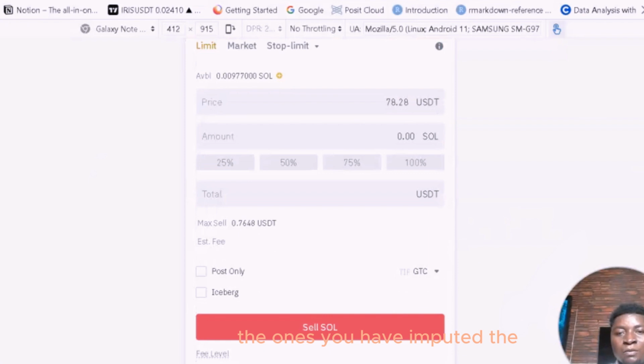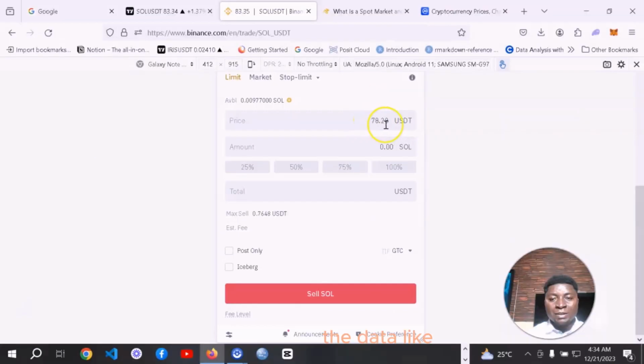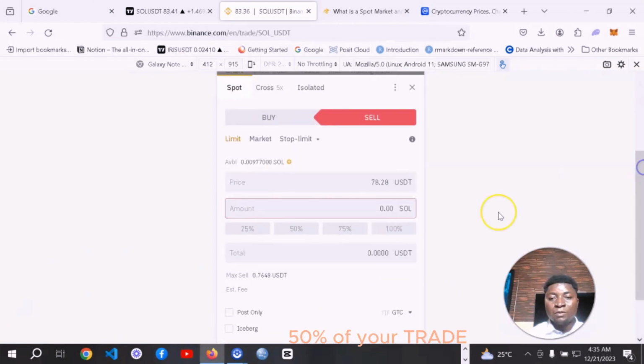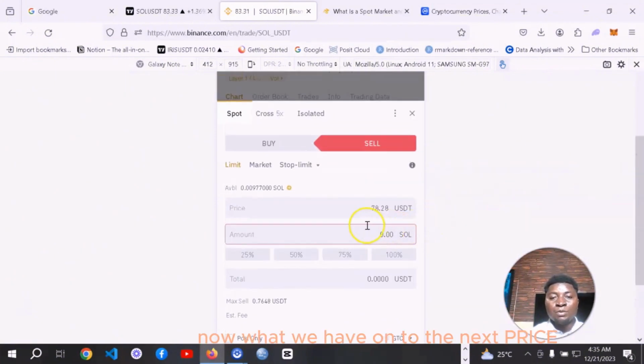Then once you have inputted the data, like the price at which you want to sell and the percentage you want to sell, basically it should be 50%, although it must not be 50%, it depends on how you want to manage your risk. So if we sell 50%, you click on 50%, so it means you have an open order to sell 50% of your token, of your trade, at $78.28.